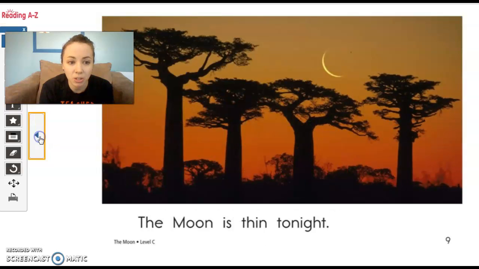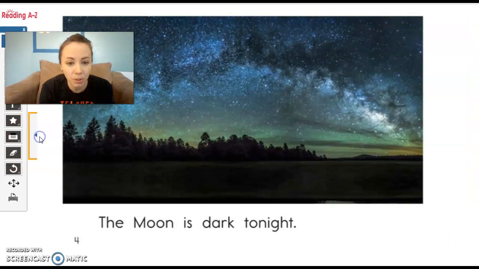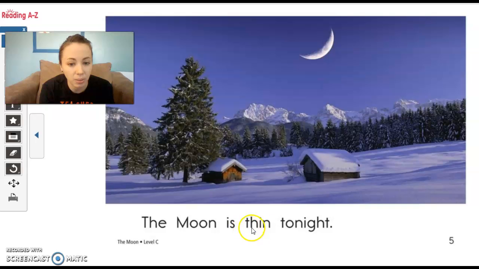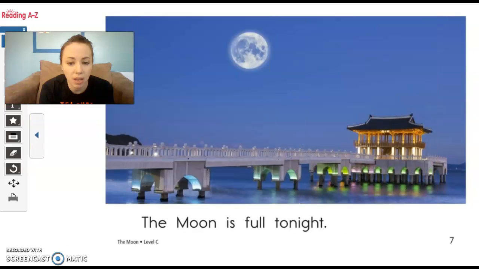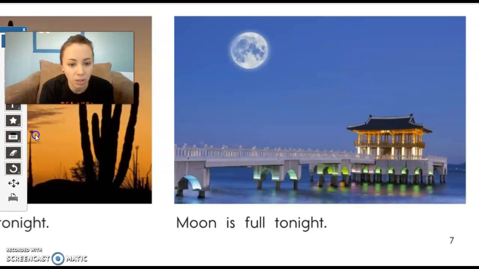Just by looking at the pictures, we can see that the moon changes how it looks in the sky from what we can see. So we're going to read this story together. We're going to see a pattern in the text that's repeated on most of the pages. The pattern is: the moon is, and then it's going to tell us how the moon looks, and then it's going to say tonight. So we have to fill in that blank. The moon is blank tonight, and on each page it's going to follow that pattern, except for the beginning page, and the ending page is a little bit different. Let's go back to the beginning where the story starts.